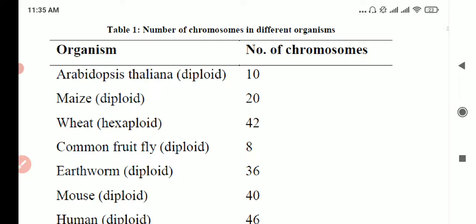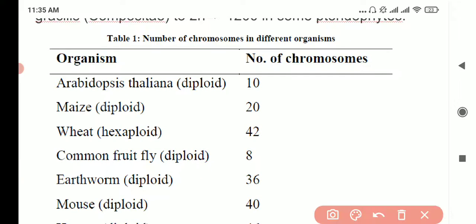So this is a table showing you the organisms and the number of chromosomes. Now the first one, Arabidopsis thaliana: when you go for your masters, you'll see this plant everywhere. Why? Because many studies about the genome, the chromosomes, and the DNA were done in Arabidopsis thaliana. It is a diploid plant and it has a total of 10 chromosomes, so it has 5 chromosomes in its haploid set.